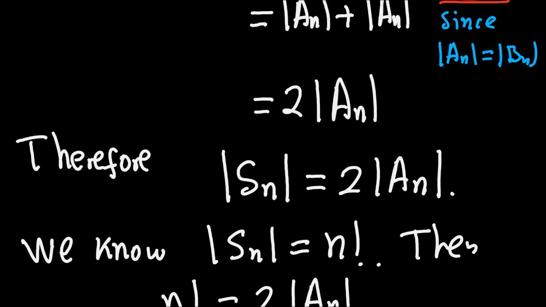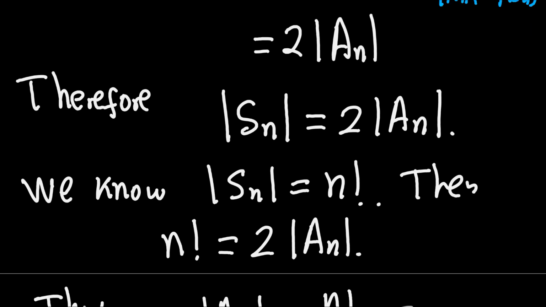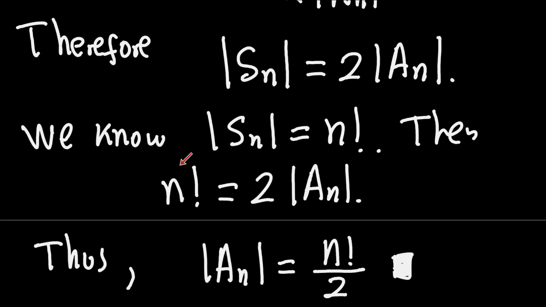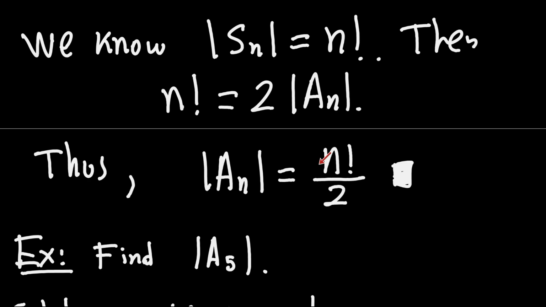So the conclusion we can make from this sequence of equalities is that the number of elements of Sn is twice the number of elements of An. But we know, we proved this, that the number of elements of Sn is n factorial. So if I replace that here, we will have that n factorial is equal to twice the number of elements in An. Then you can solve this for the number of elements of An. Divide by 2 on both sides, and you get that the number of elements of An is n factorial divided by 2, and that will finish the proof of that theorem.